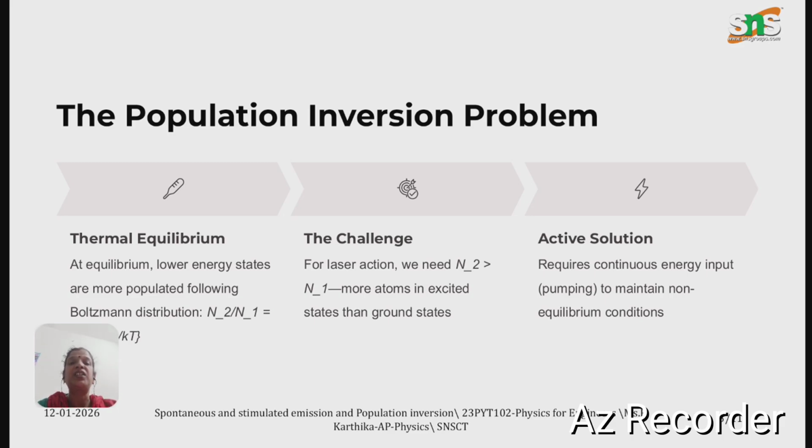Here we have thermal equilibrium. At equilibrium, lower energy states are more populated, according to the Boltzmann distribution law, where N2 by N1 is nothing but e to the power of minus the energy difference by kT. The challenge for laser action is that we need N2 always greater than N1. The atoms present in the excited state should be greater than in the ground state. The solution is continuous energy input, called pumping, to maintain non-equilibrium conditions.